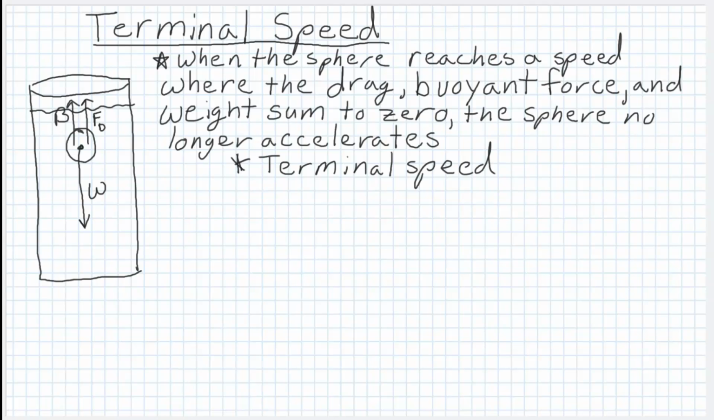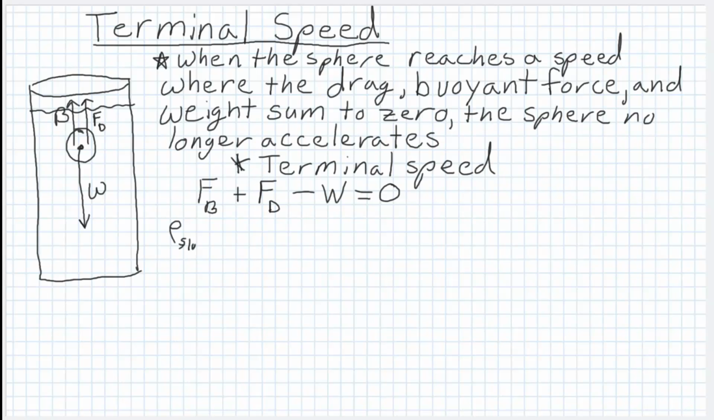We can use Stokes' law and Archimedes' principle to find the terminal speed of our falling sphere. So we know that the buoyancy force plus the drag force, which are acting upwards, so those will be positive, minus the weight of our sphere, which is pointing downwards, so it'll be negative, all of these sum to zero.